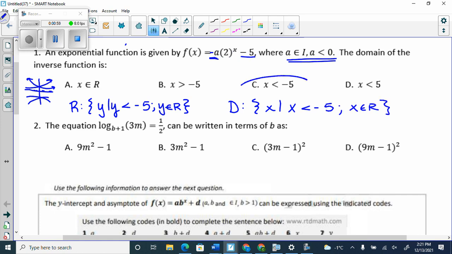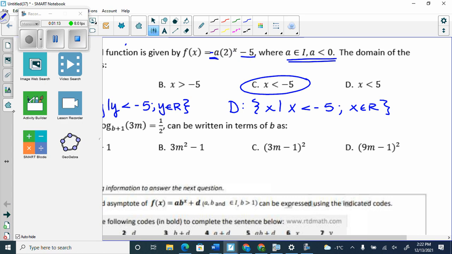No, but a is less than 0, so it is negative. A is less than 0, so A is negative. You guys got to read your variables. Better to learn now than Wednesday.